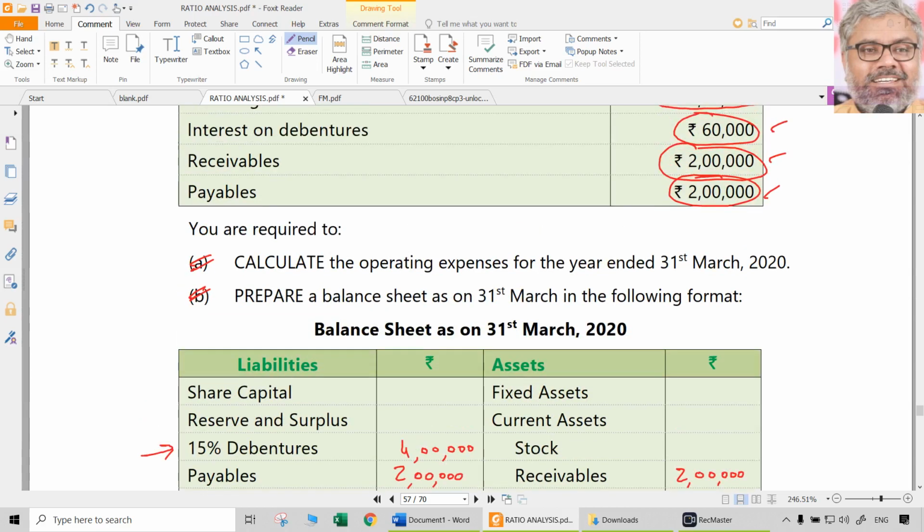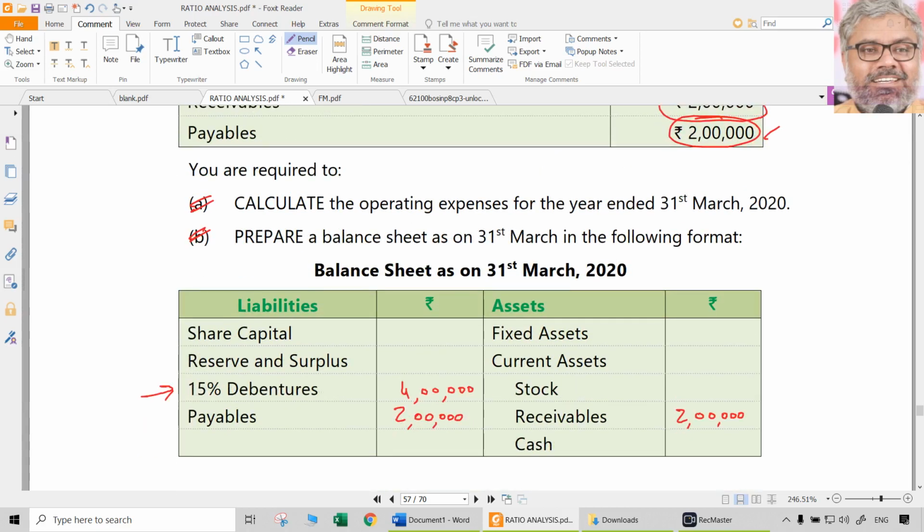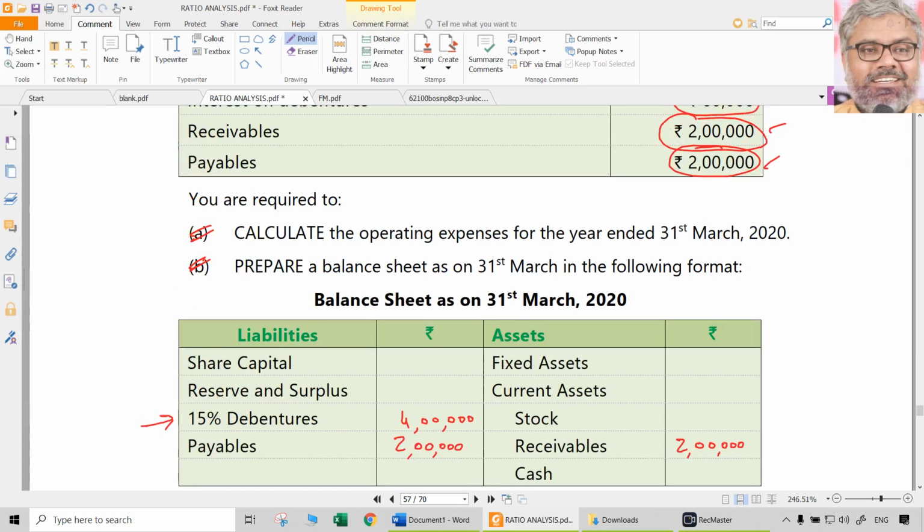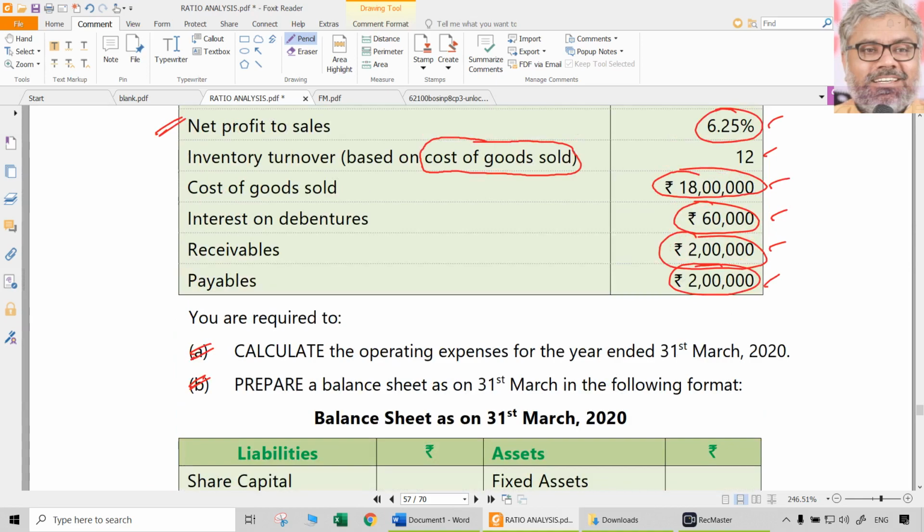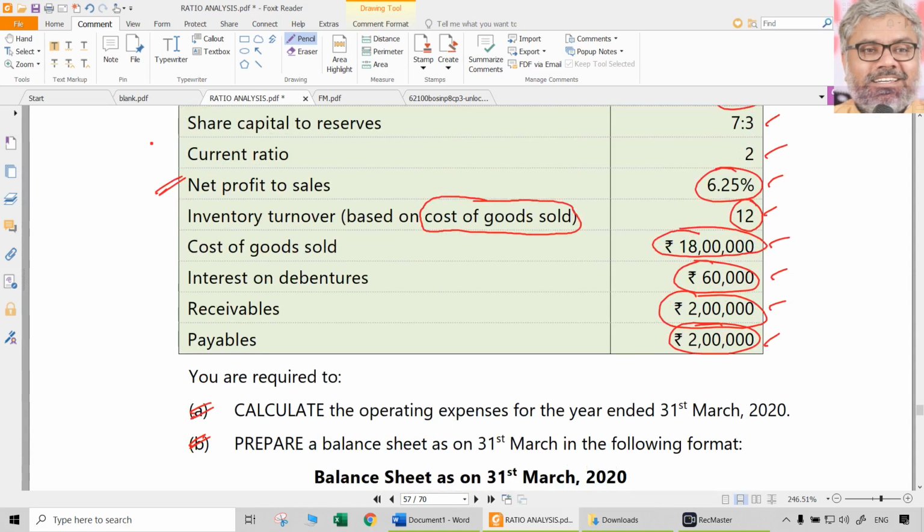60,000 multiplied with 100 by 15. 4 lakhs is debentures. That is known. Next, inventory turnover based on cost of goods sold is given as 12 times. Of course, we cannot take average stock and all that since we don't know about opening stock.